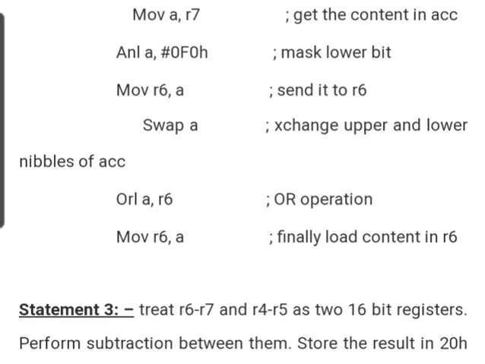Now here is the program. First get the content in the accumulator, then mask the lower bits and send it to R6, and again exchange the upper and lower nibbles.